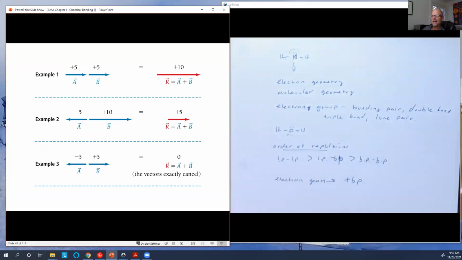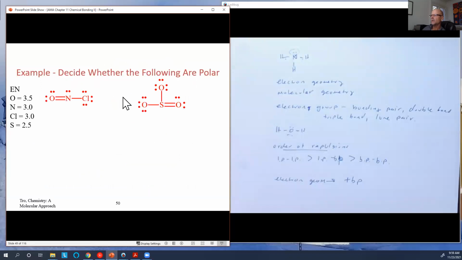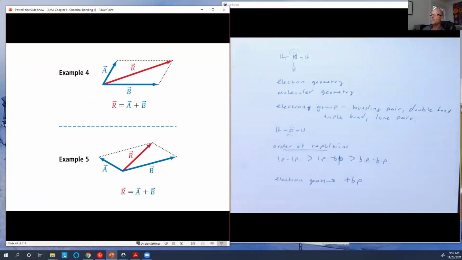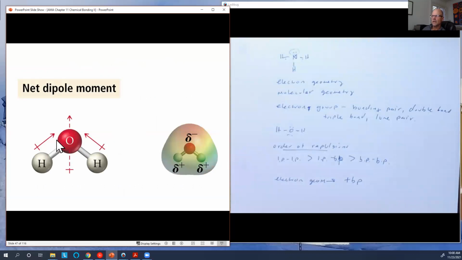Well, you have to add together the polar bonds as if they were vectors. Go through this little diagram in your book that shows you how to add together vectors to determine if a molecule is polar. But at the end of the day, what you're looking for is symmetry. Molecules that are very symmetric, like carbon dioxide, the polar bonds could cancel out. Molecules that are not symmetrical, like water, the polar bonds won't cancel out.